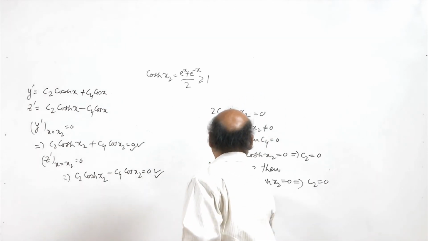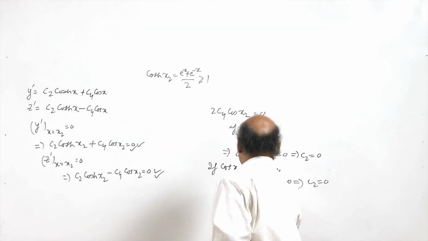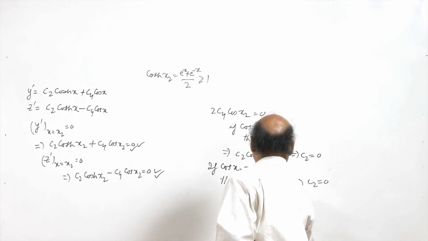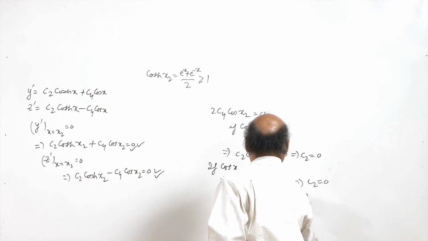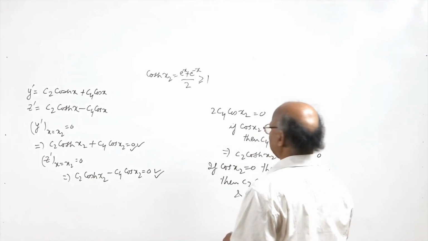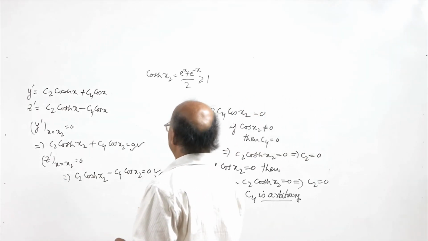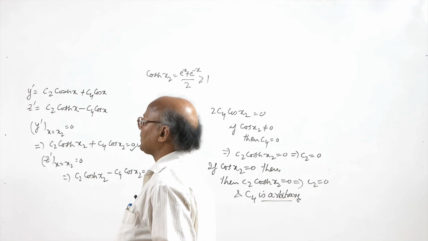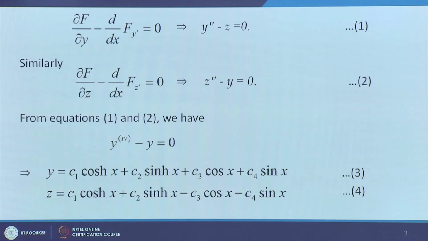Okay. So, C2 equal to 0 and C4 is arbitrary. So, in this case y will be equal to, we have C1 and C3 equal to 0, C2 is equal to 0. So, y equal to C4 sin x and z is equal to minus C4 sin x.